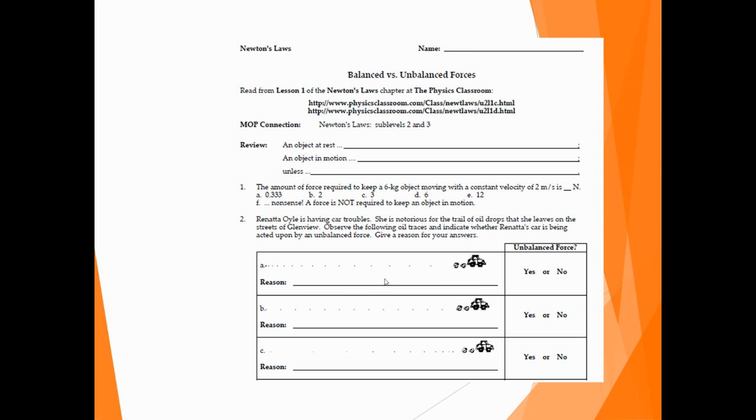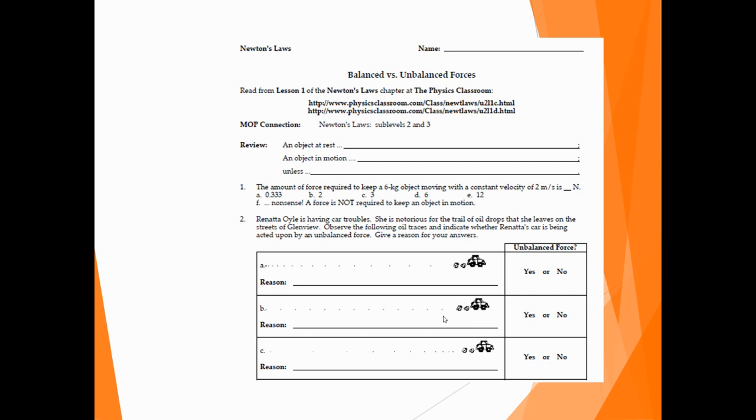In letter B, we look at the spacing of the dots and we can see they're all very equal. So that means that the speed didn't change. The car's moving in a straight line. So no, we've got balanced forces. So the unbalanced forces, no. The reason is the car is moving at a constant speed because the spacing between the dots is equal.